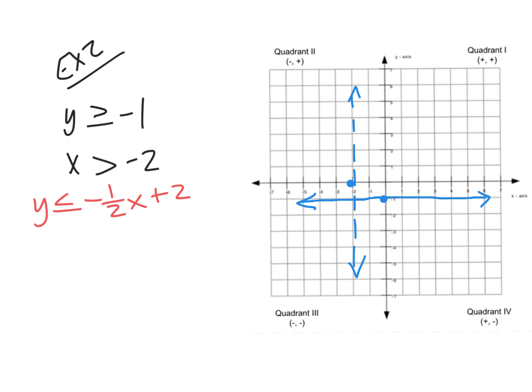Oh, and I forgot to do my little arrows. The first line, y is greater than that line, so we're shading everything above it. For x, everything greater, so greater is technically to the right.